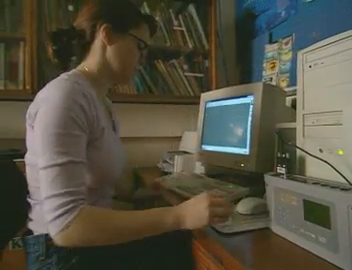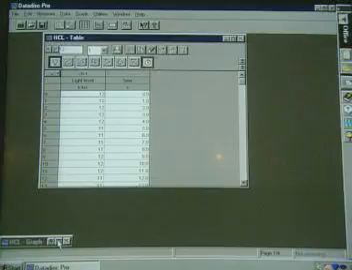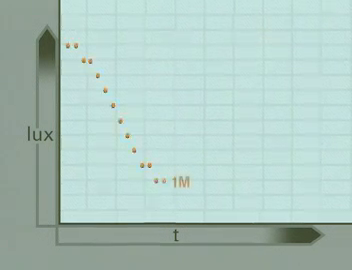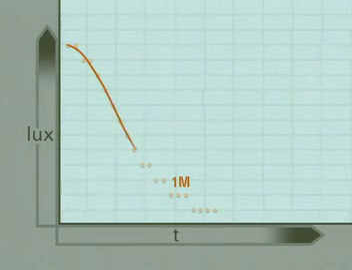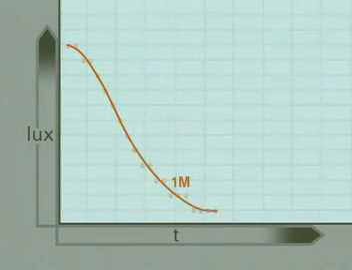Attach it to a computer and the results are represented graphically. The amount of light passing through is plotted against time. It produces a curve that eventually levels off when no more light is able to pass through the cloudy sulfur.